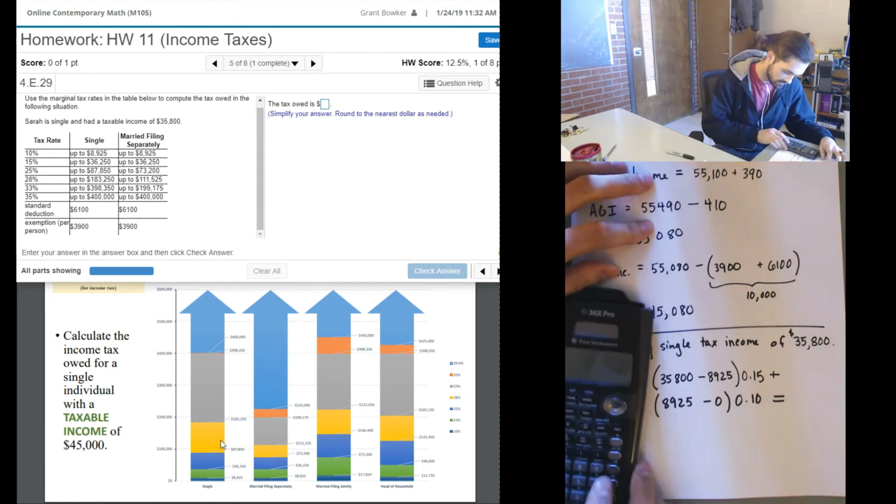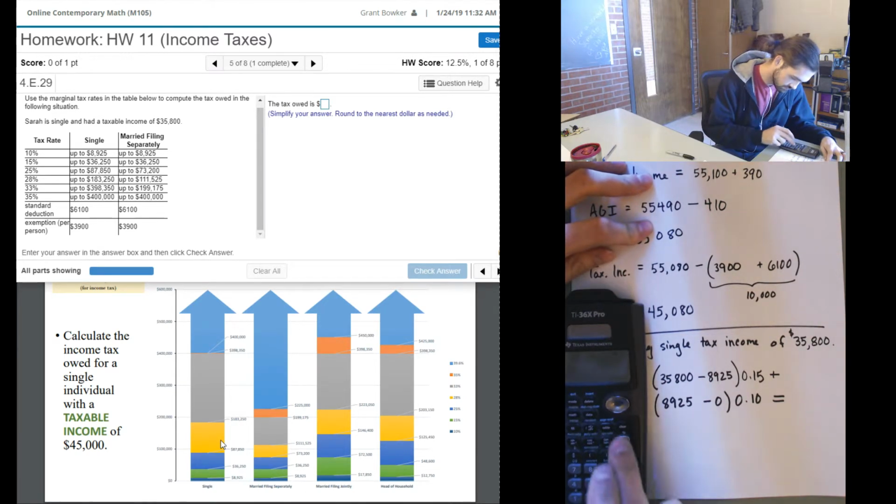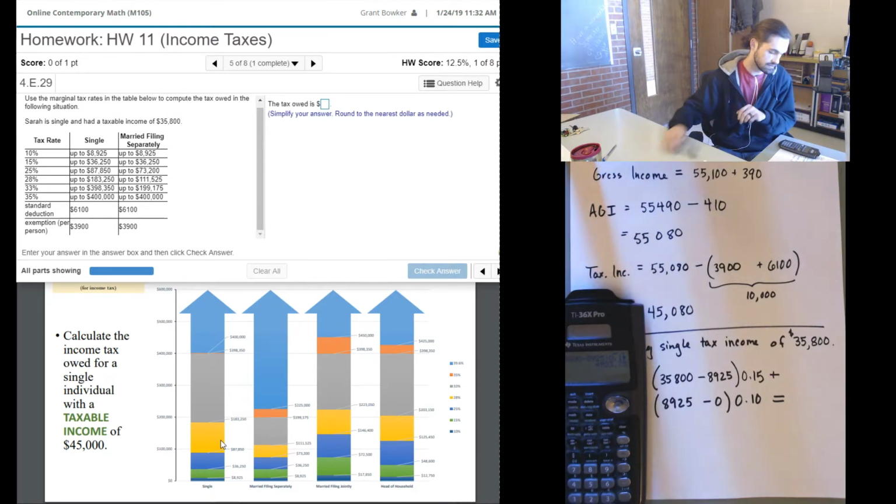So let's appeal to our calculator. 35,800 minus 89.25 times 0.15 plus 89.25, and I know minus 0 is redundant, but just to maintain consistency, 4923.75.